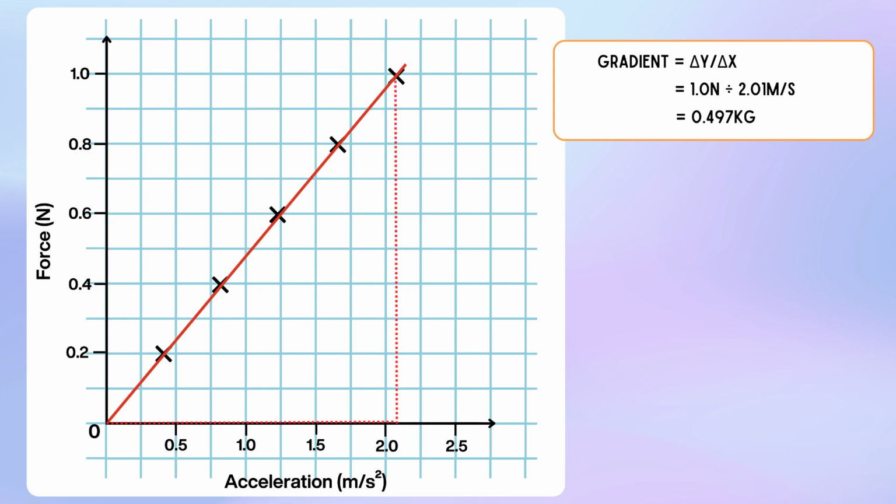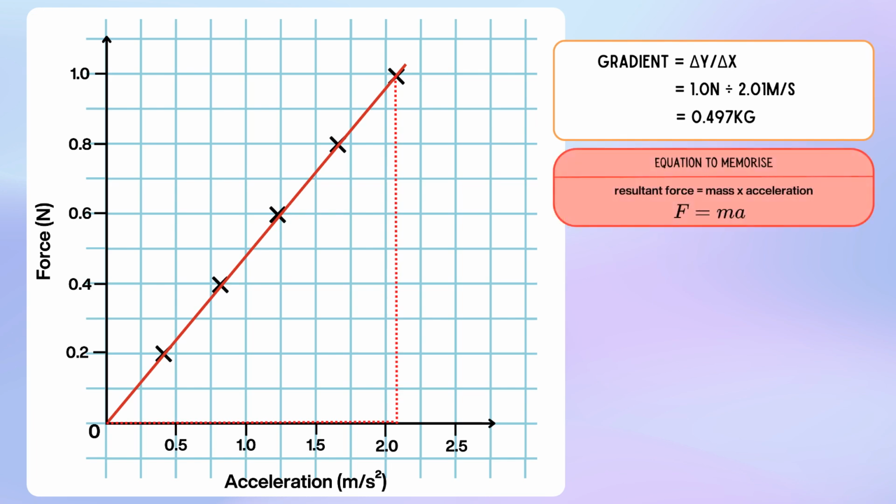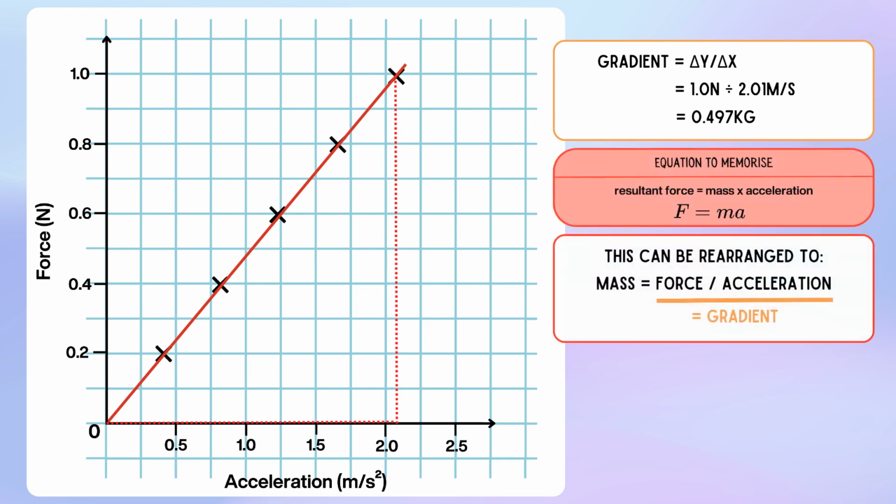In this case, we get 0.497 kilograms. Now remember, Newton's law states that force equals mass times acceleration. We can rearrange this to get force divided by acceleration equals mass. Well, in our case, this is exactly what the gradient is. So the gradient is showing us the mass of car and the hanger used in our experiment.